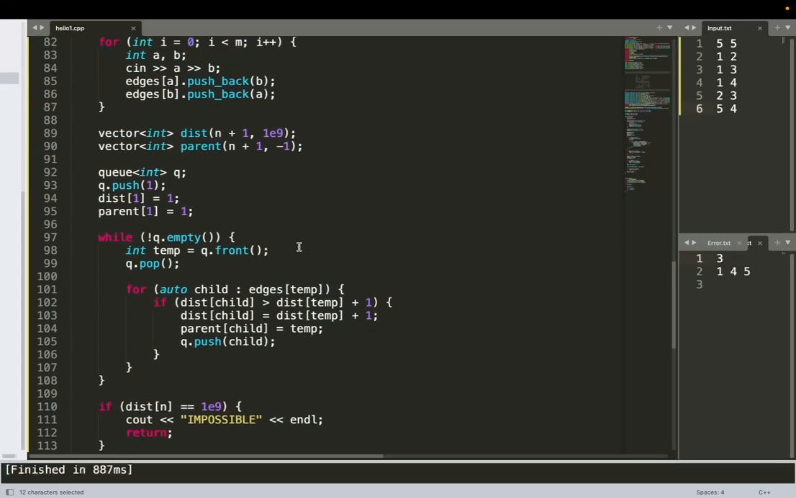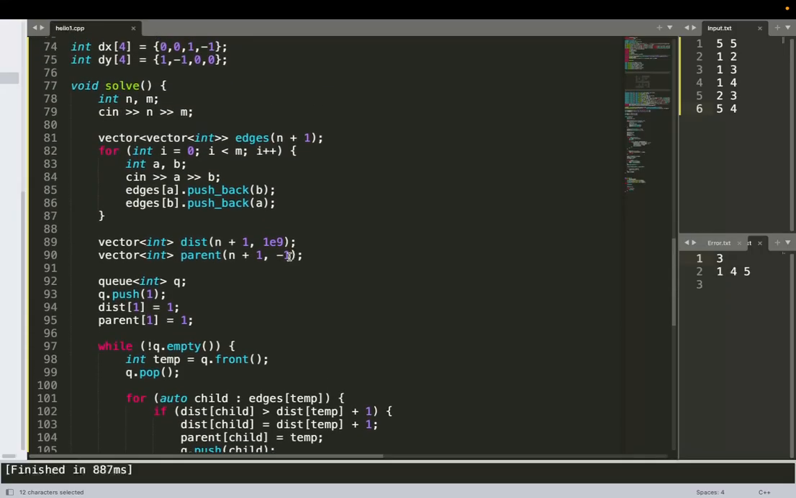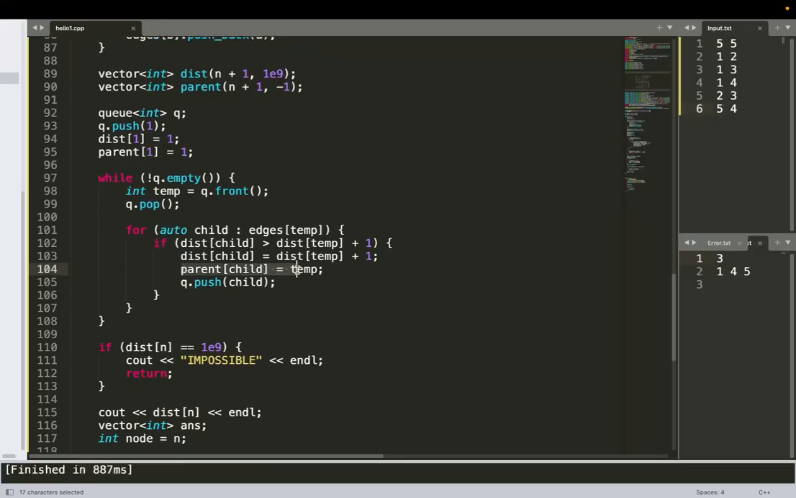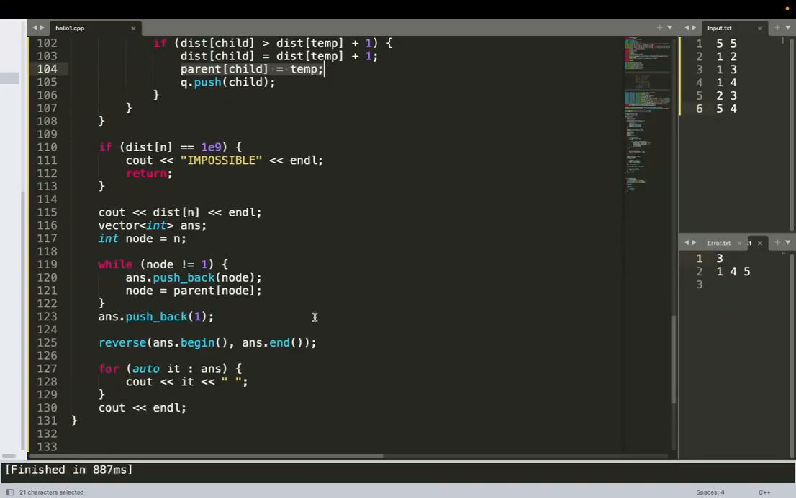So this is a very classical problem of Dijkstra where instead of using a priority queue, we were using a queue, and also we were updating the parent and printing the path. So I hope all of you got it.